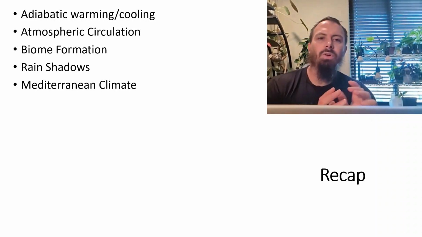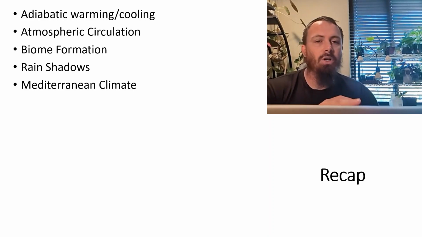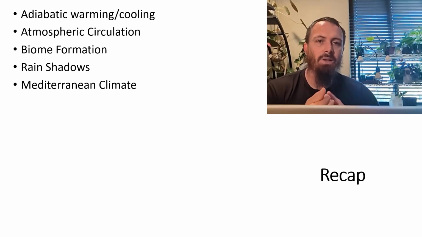Okay, so to recap, we talked about adiabatic warming and cooling, atmospheric circulation patterns, which are pretty complex, so make sure you study them, bioinformation related to atmospheric circulation, rain shadows, and the factors associated with creating a Mediterranean climate.